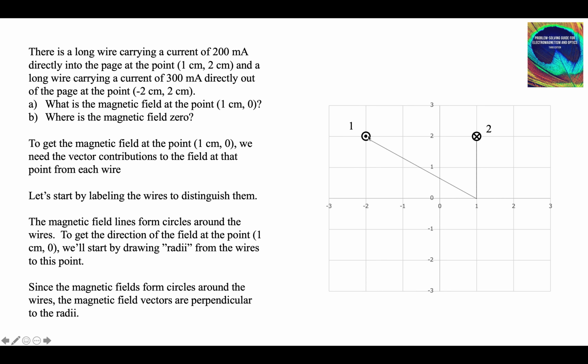So B1, this is out of the page. If I point my thumb out of the page and curl, I can see B1 is in that direction. That is a right angle. This is tangent to the circle around this point. This guy, I have to point my thumb into the page. So he's directly to the left, making a field directly to the left. That's B2. The magnetic field at this point is the vector sum of these two fields.